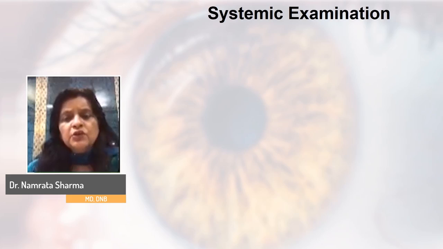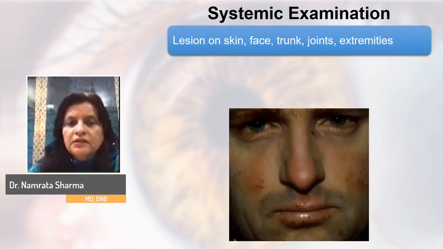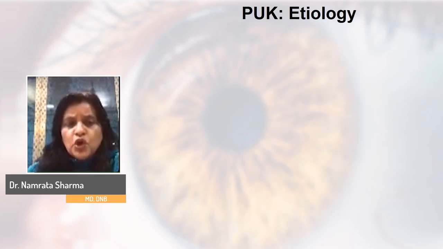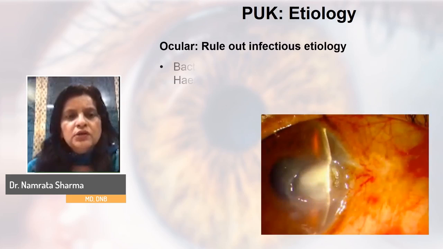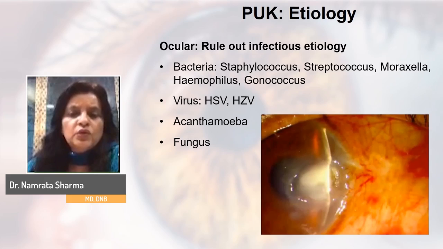So systemic evaluation is important because in collagen vascular disease, you may have lesions on the skin, face, trunk, joints, and extremities, and it is always better to have a rheumatologist or a clinical immunologist in your team. The most common cause of PUK in a study that we published a few years ago was infections in India. So I think it is very important to rule it out, and it could be due to bacteria, virus, acanthamoeba, or fungus, and in our series it was due to bacteria.